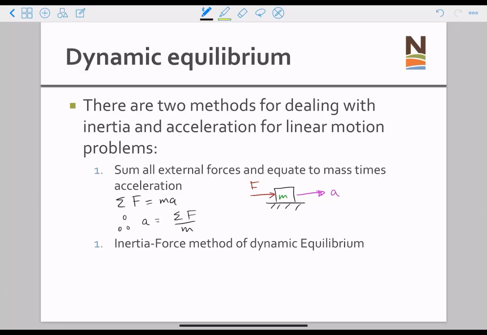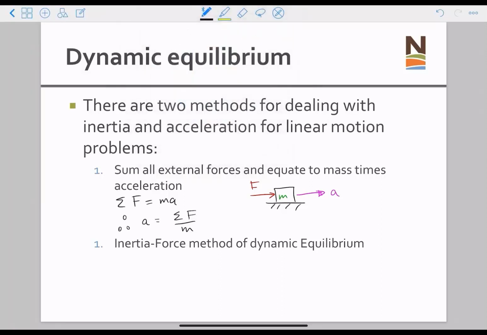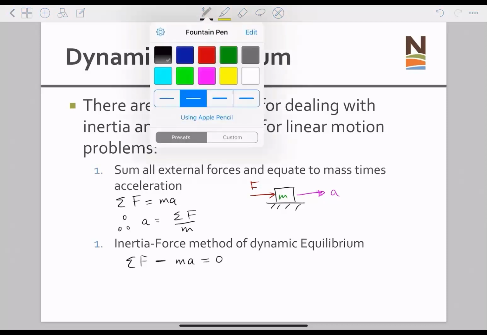However, in the textbook, you're going to see it's done a little bit differently. The way they do it is through a method called the inertia force method. And really, it is essentially the exact same thing. Here's the difference. Instead of stating the sum of the forces equal to ma, we're just going to move that term ma over to the other side. So we have the sum of forces minus ma equal to 0. So that really is it.